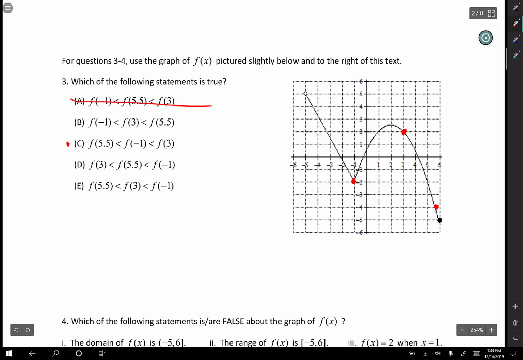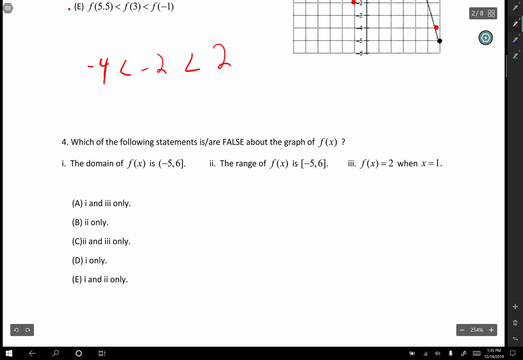So since I just said that the 5.5 is the smallest, I look for that, and it has to be between here and here. And then which one's the biggest? At 3. So it has to be this one. In case you're wondering, what are you talking about? The value at 5.5 is -4, and the value at -1 is -2, and then the value at 3 is 2. So yeah, 2 is bigger than -2, and -2 is bigger than -4. And that's it. All right, let's go to the next one, guys.